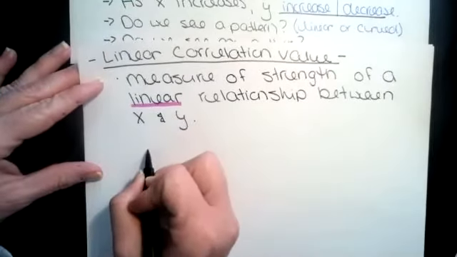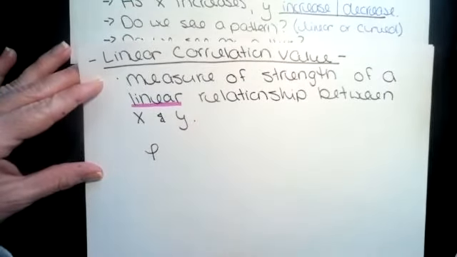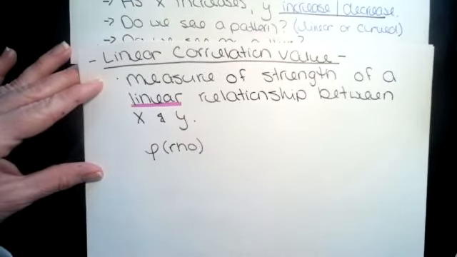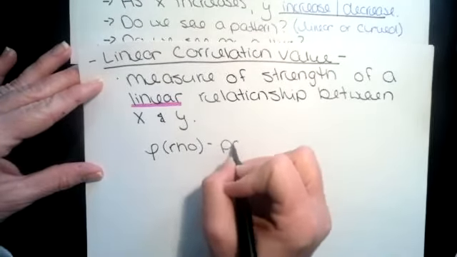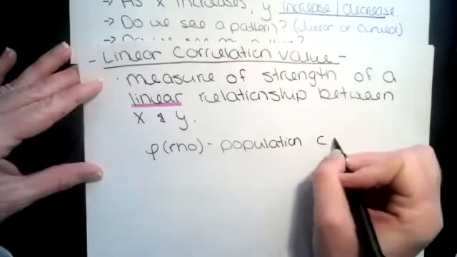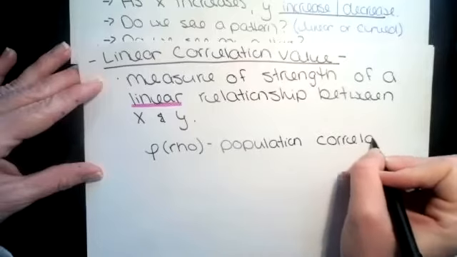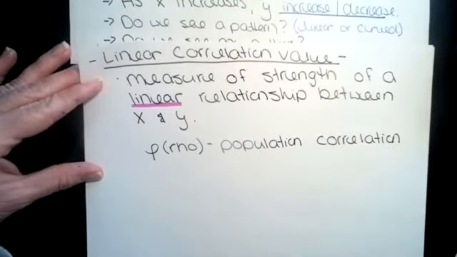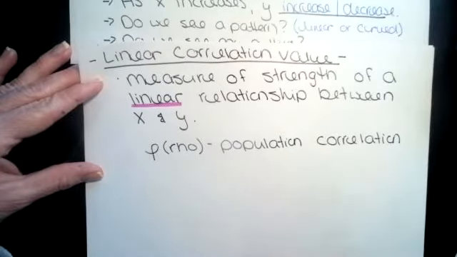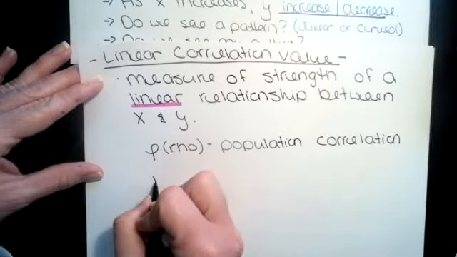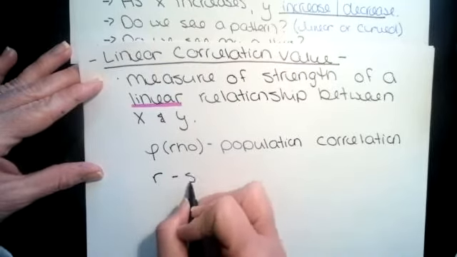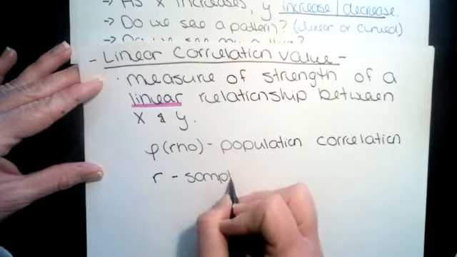So I'm going to give you some notation. So the first one is called rho. Of course, this is a Greek letter, rho, and this is going to stand for the population correlation. But we don't really use rho because we're not really studying a population, right? We're usually studying a sample, and that is just R. So R, lowercase r, is my sample correlation value.